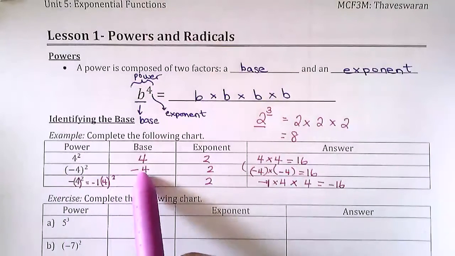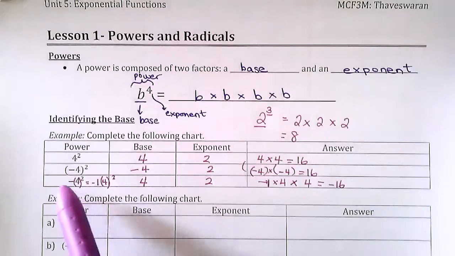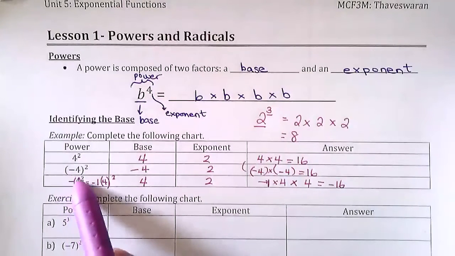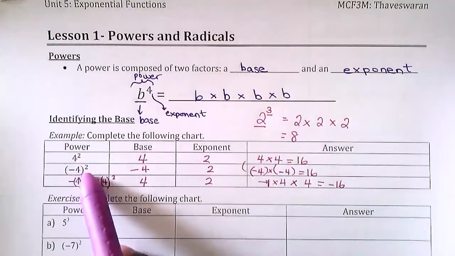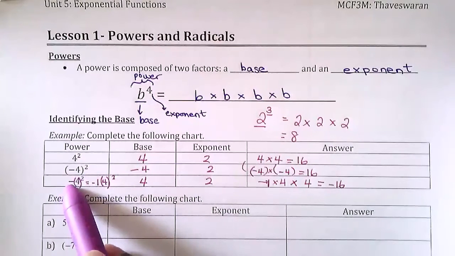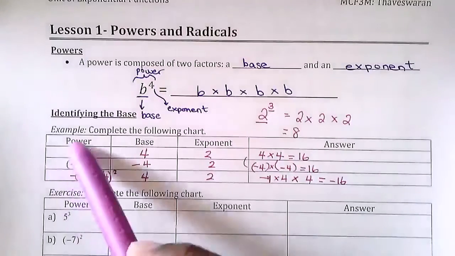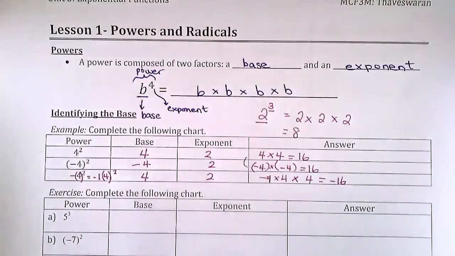So -4 was our base, the exponent was still 2. Here, if you have a negative up front, but it's not included in the bracket, that means it's the regular 4, the positive 4, that's your base. You're putting it to the exponent of 2, but at the end, you're multiplying it by -1 because that's what the negative in front indicates. So again, this should be complete review. So just keep in mind what scenario you have when you're working through these questions.